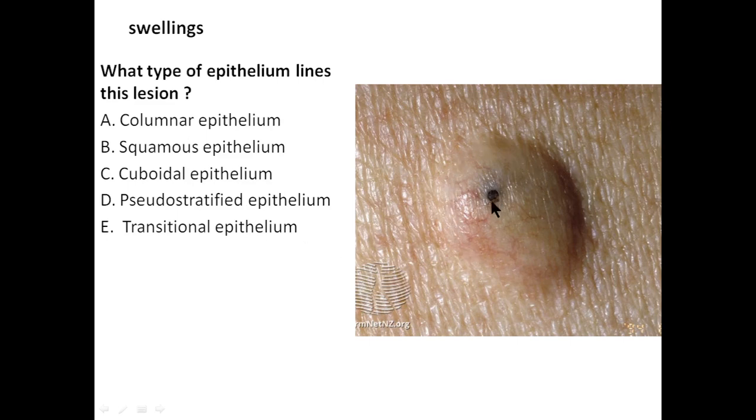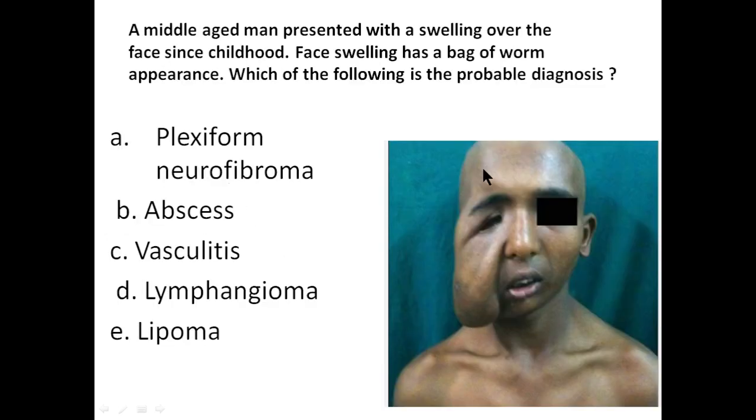A cyst with a punctum. This is a special cyst. This type of cyst is lined with squamous epithelium. Go for B. A guy with this facial swelling. Is it plexiform neuroma, abscess, vasculitis, lymphangioma, or lipoma? Go for A, plexiform neurofibroma.